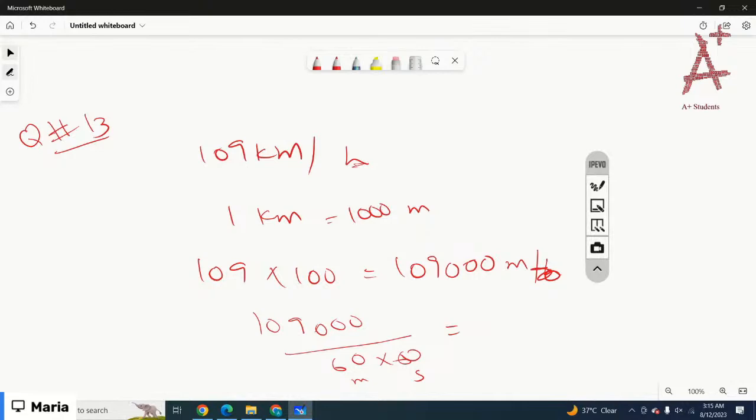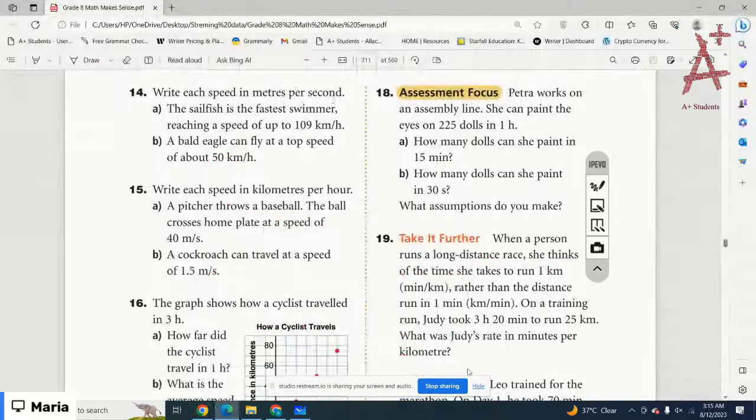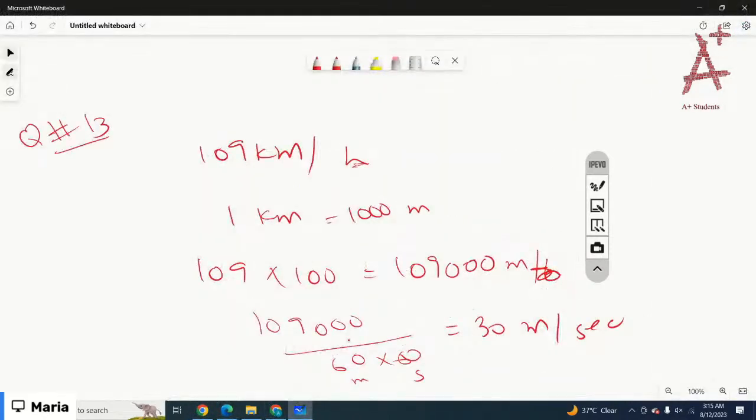That is 30.2. That means the speed is 30.2 meters per second, because in the question you have to calculate the speed in meters per second, right? So that's why I divided by 60 times 60, because that is given in hours. In 1 hour you have 60 minutes and 60 seconds, so I divided it by 3600, right?